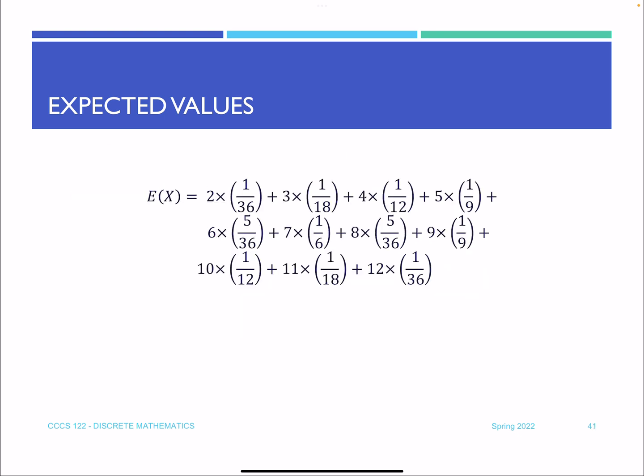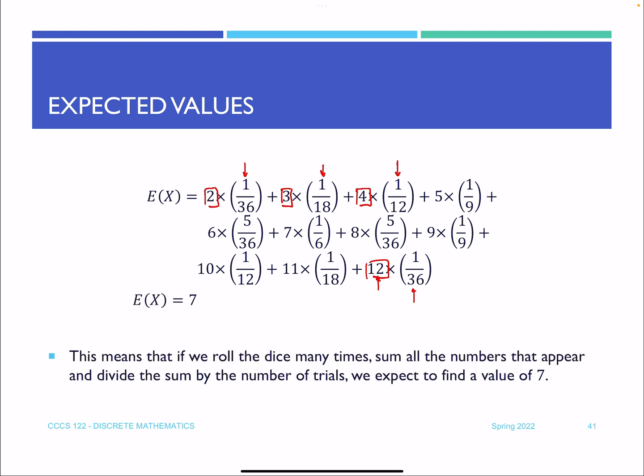To find the expected value, just apply the formula the way we saw it. So the expected value of x is the outcome multiplied by its own probability. Next outcome multiplied by the probability with which it will occur. Outcome multiplied by the probability with which it will occur, and so on until we cover all possible outcomes. Add all of this up and you will get the value 7, a nice whole number.